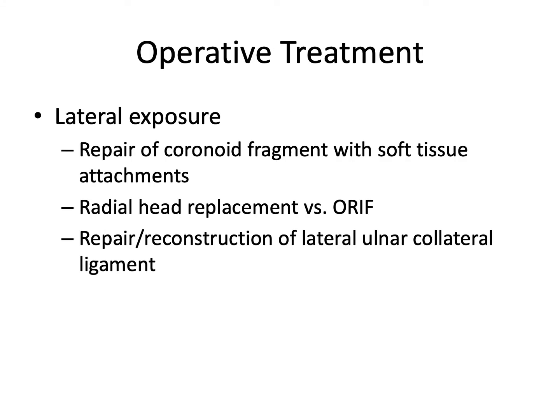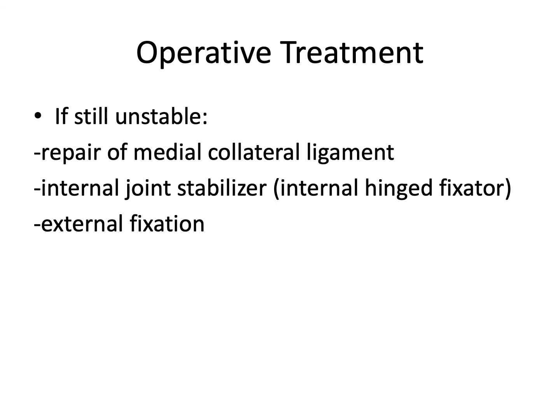Operative treatment typically starts with a lateral exposure, repair of the coronoid fragment from the lateral side if possible. If not, it can be addressed from a medial exposure. Once the coronoid is dealt with, radial head replacement versus ORIF, and finally repair versus reconstruction of the lateral ulnar collateral ligament. If the elbow is still unstable, you can perform a repair or reconstruction of the medial collateral ligament, placement of an internal joint stabilizer or internal hinged fixator, or placement of an external fixator.